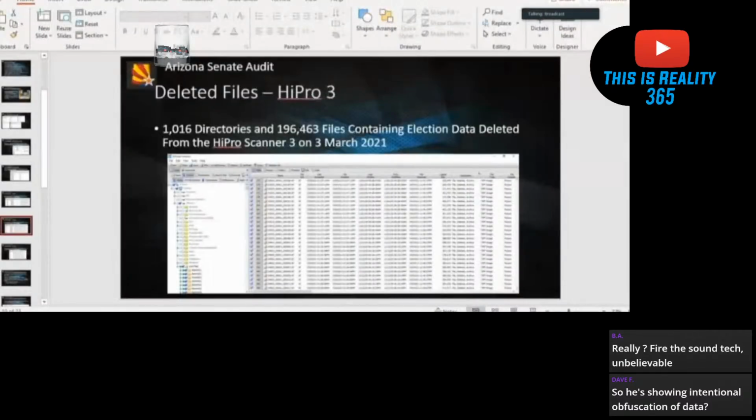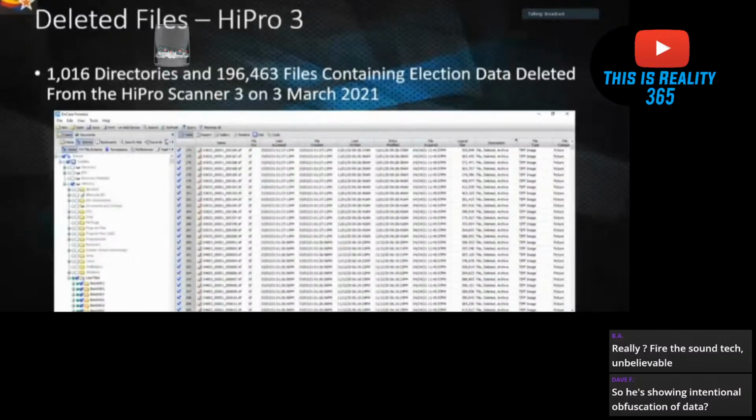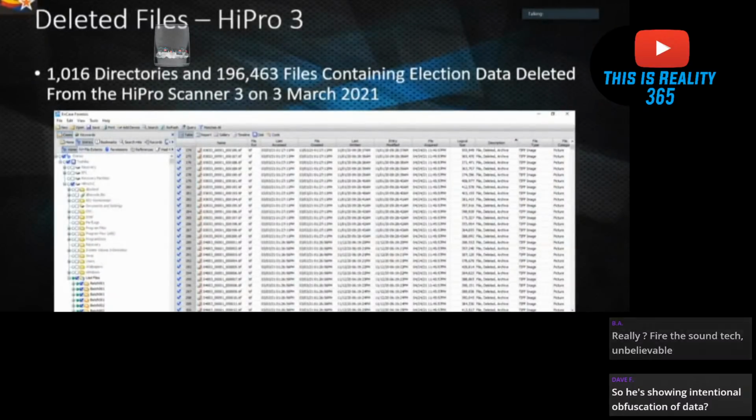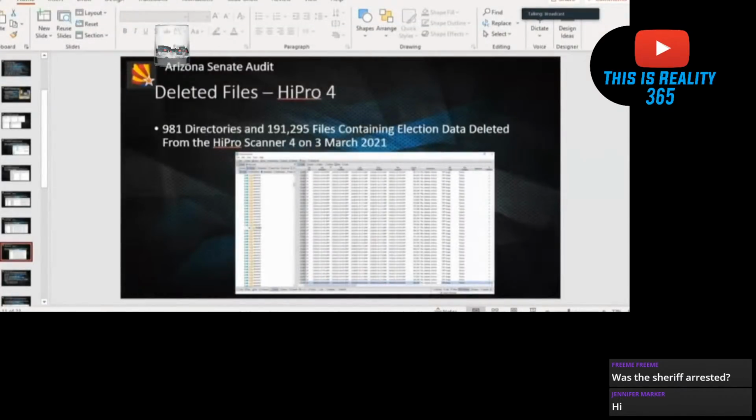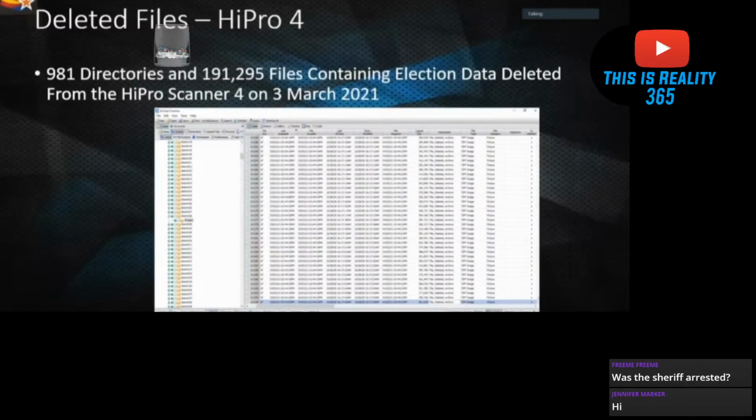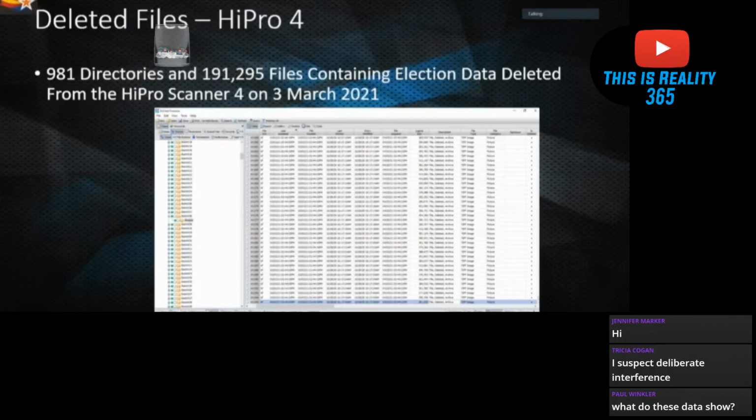You see a significant amount of deletion on HiPro 3 on that same date. 1,061 directories, 196,463 files containing election data deleted on that particular date, on 3 March as well. Next slide. And on HiPro 4, you see the same high volume of deletions on the 3rd of March.